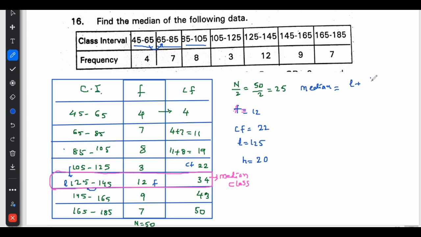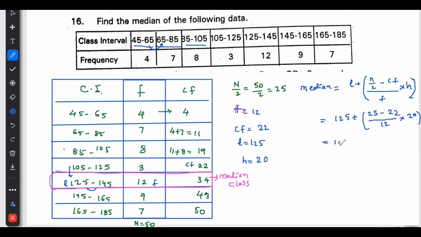Now I can use the formula to calculate the median, which is equal to l plus (n by 2 minus cf) divided by f, times h. This whole calculation is added to l. Now I take the required values: l is 125, plus n by 2 as 25, minus cf which is 22, divided by f which is 12, times h which is 20.